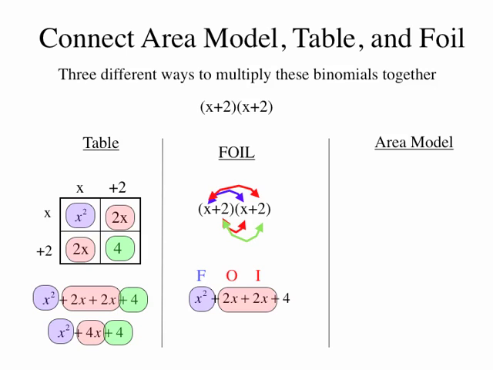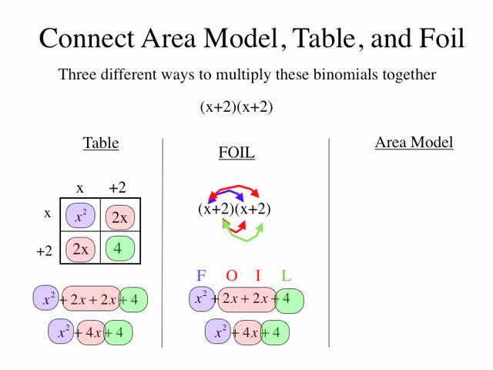And last, 2 times 2, that's our last term. That's the L in FOIL. That gives us the plus 4. So using FOIL and using the table give us the same sequence of the same terms when we multiply out.